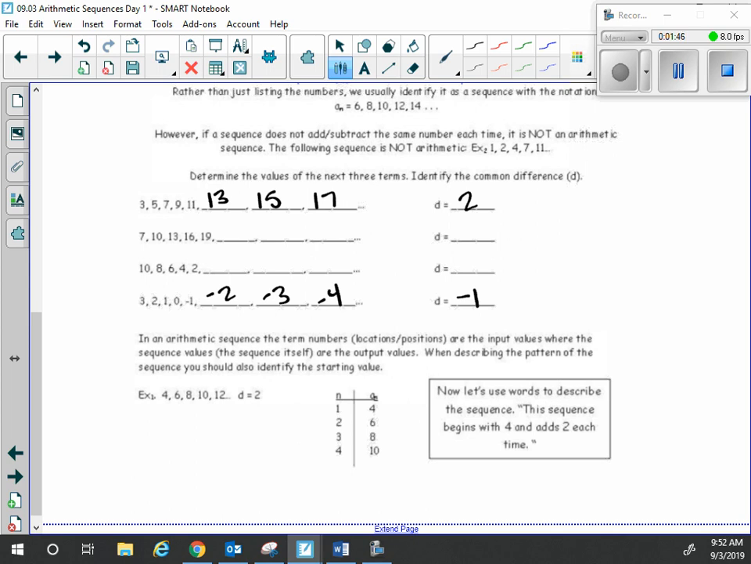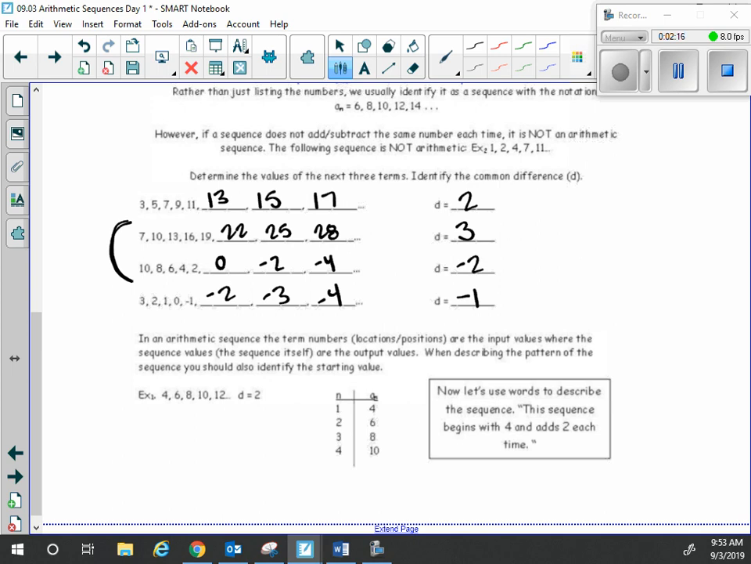Okay? So why don't you guys find me the next few terms and the common difference of those center 2 problems. Okay. 7, 10, 13, 16, 19, 22, 25, 28. What's your common difference? 3. 10, 8, 6, 4, 2. What's your common difference? Negative 2. Okay, so far so good?